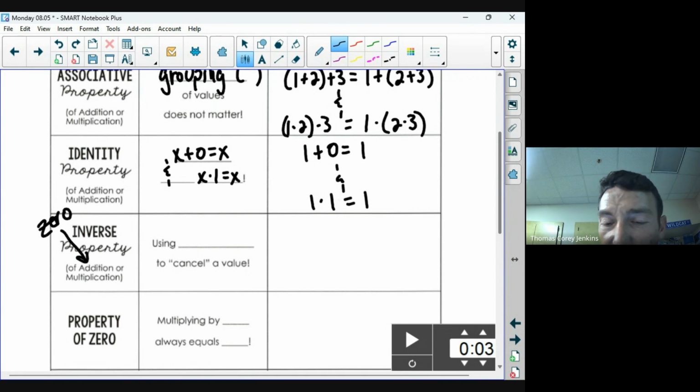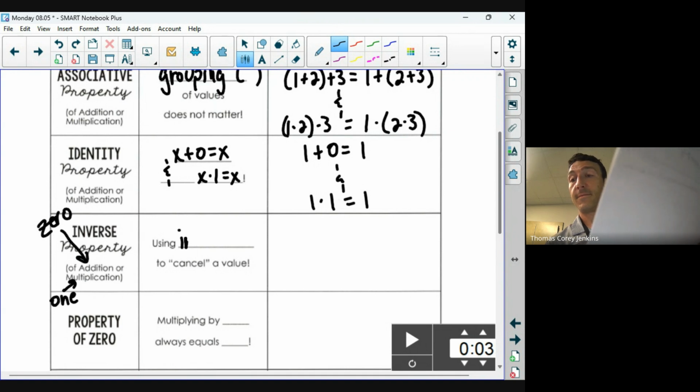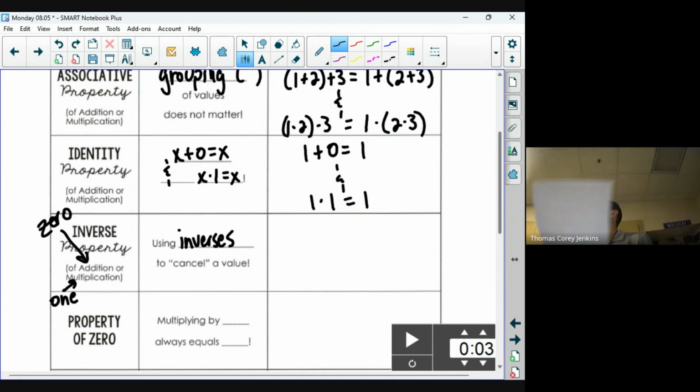So this is a little tricky. I'll show you what I mean. To fill in the blank, it says using blank to cancel a value. Let's just fill in the word inverses there. On our key statement of our DMR, I talk about using inverse operations to isolate the variable. Okay, this is inverses.